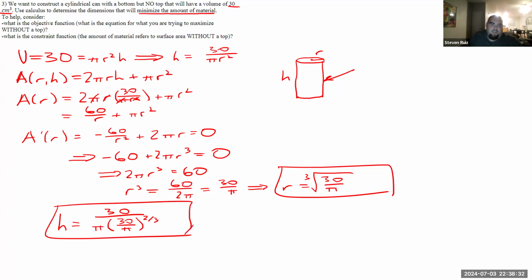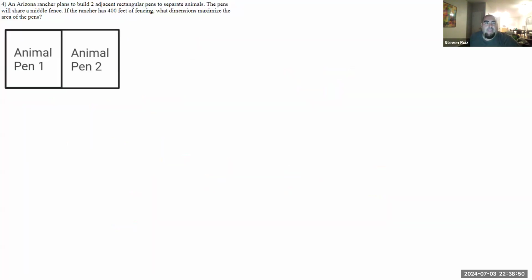I suspect that you will want to approximate these values. That's totally fine. I'm going to leave these exact, but yeah, these are the correct dimensions for this. So I need a cylinder with this radius and this height to minimize the surface area and also have the volume that I need.